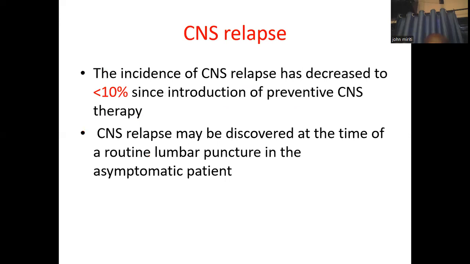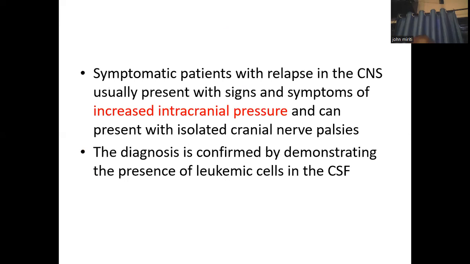So, CNS relapse. The incidence of CNS relapse has decreased to less than 10% since the introduction of preventive CNS therapy. And I think you have covered that and you have seen how it happens. CNS relapse may be discovered at the time of routine lumbar puncture in an asymptomatic patient. Symptomatic patients with relapse in the CNS usually present with signs and symptoms of increased intracranial pressure and can present with isolated cranial nerve palsy.